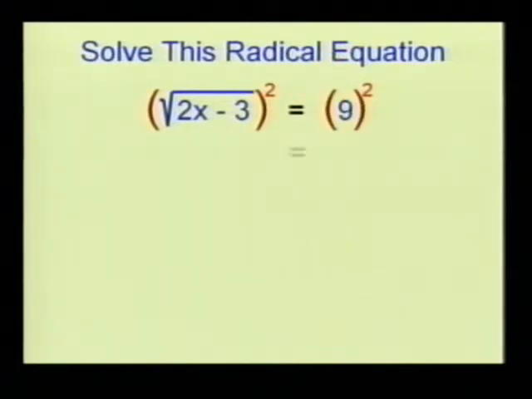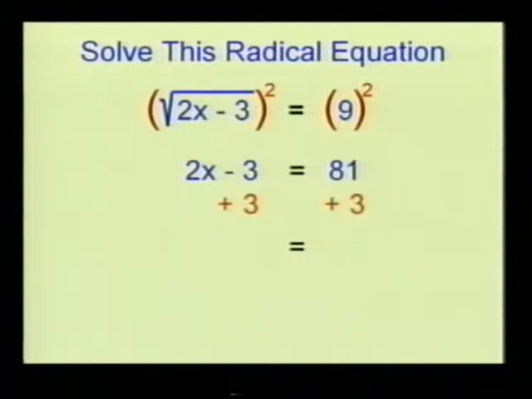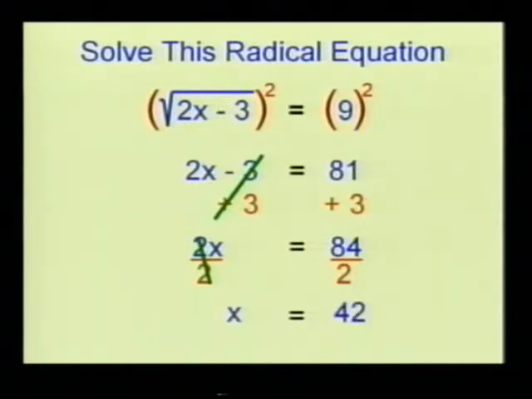Watch what happens. On the left side, it gets rid of the radical. And on the right side, well, you have to multiply. Now we solve normally. Whatever you do to one side, do to the other. Add a 3 to both sides to get the x by itself. 81 plus 3. And then I got to get rid of the 2. He's multiplying. So I'll divide both sides. And I think I have myself an answer. X is... 42.